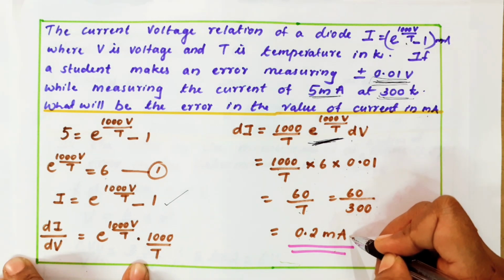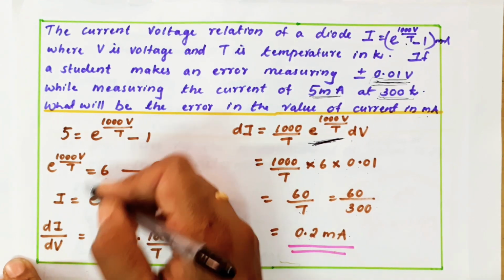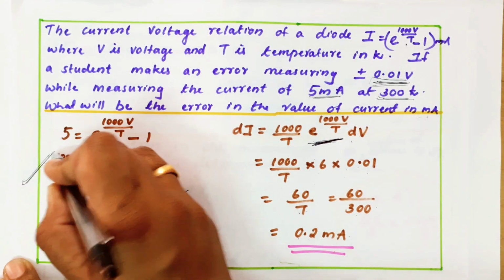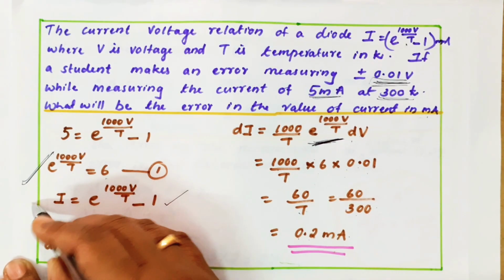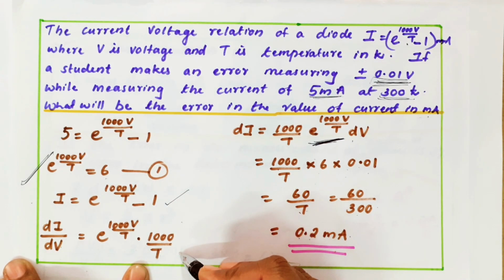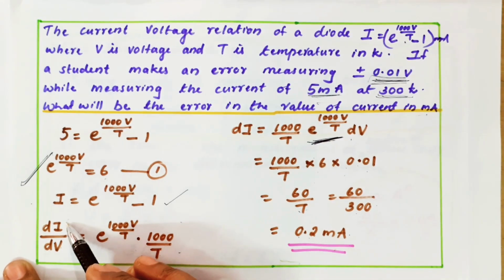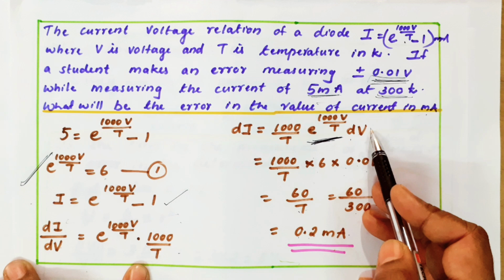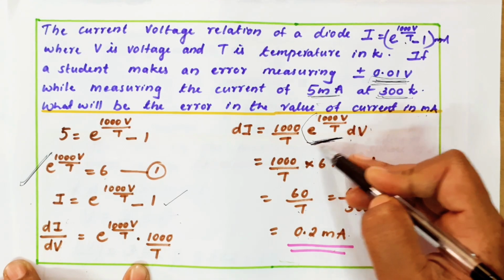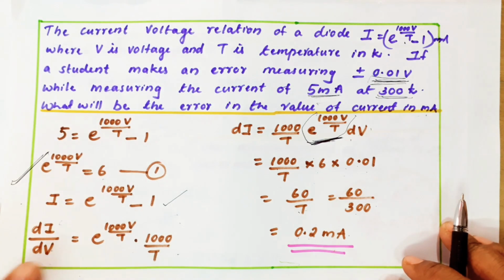Very important question. Many times they ask this. They give an equation, and from that equation you find the exponential term. That is the first step. After that, you write the given equation and differentiate. When you differentiate, we get a term like this. They are asking for the error in the value of current, so I need dI. When you cross multiply, you substitute this term's value. So we get 0.2 milliampere.